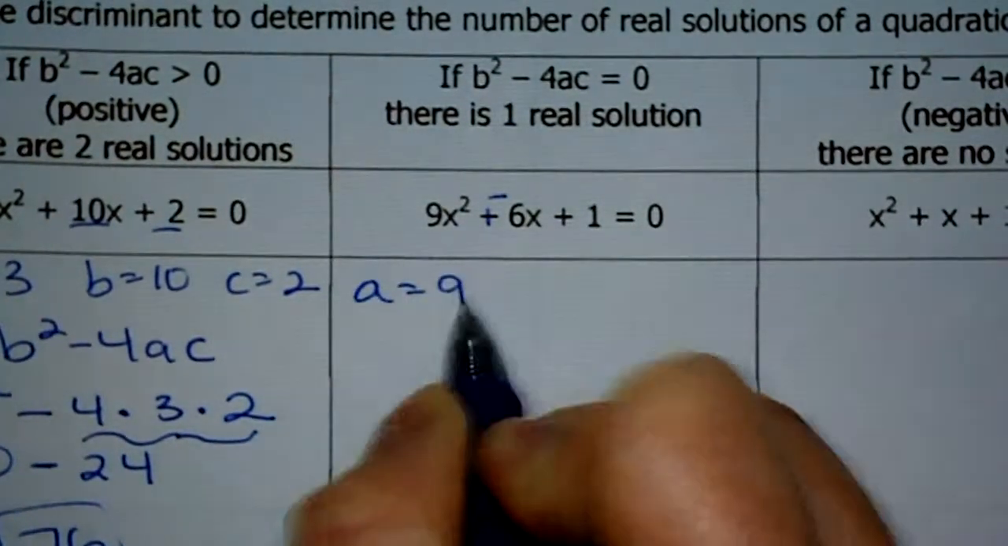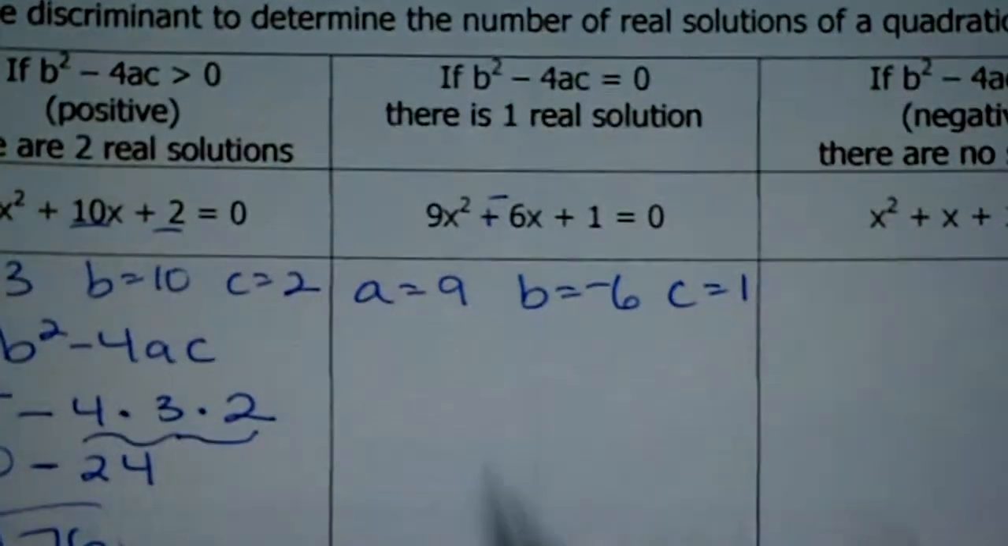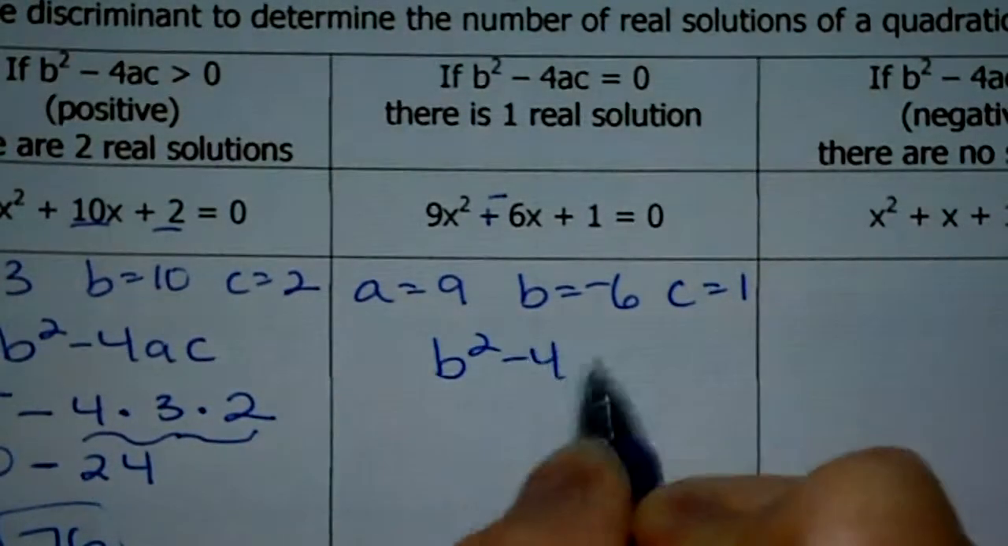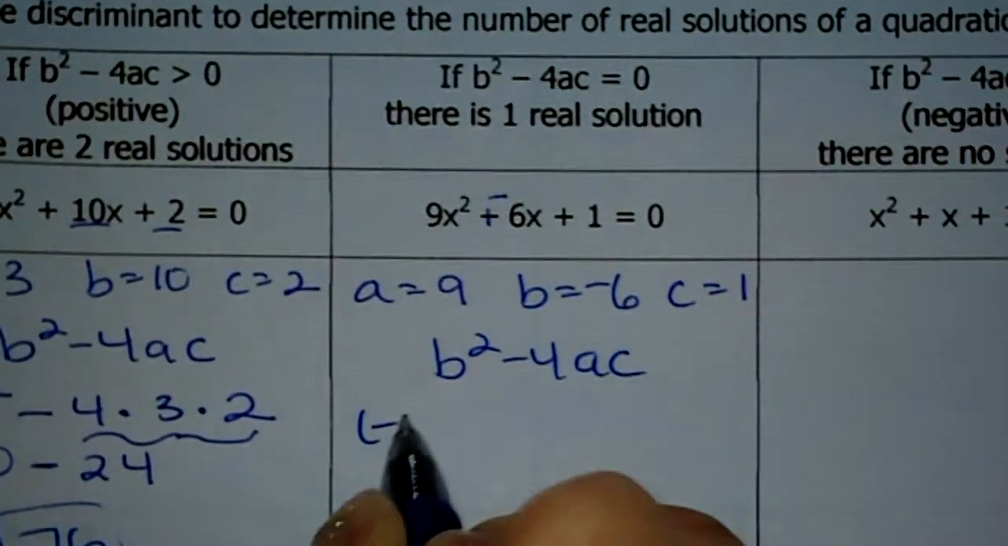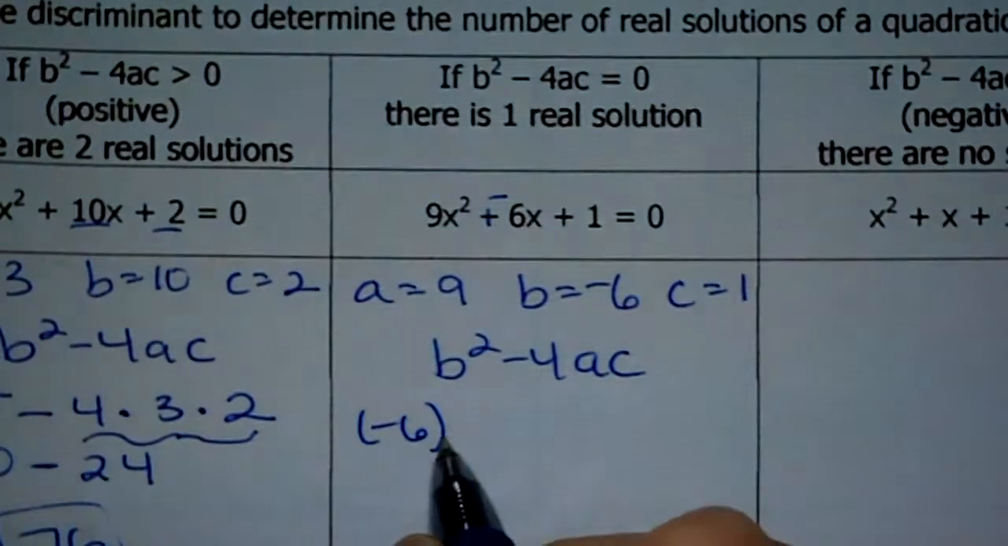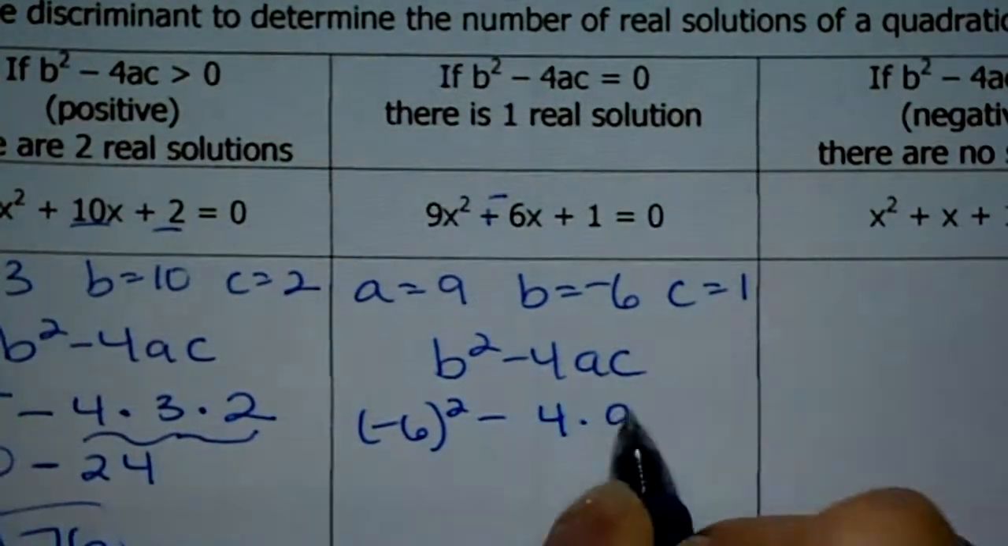Identify your a, your b is negative 6, and your c. And we're going to plug it into b squared minus 4ac. So this time b is negative 6. I'm going to put parentheses around it, so I'm squaring the negative with it. And I want to subtract 4 times a times c.